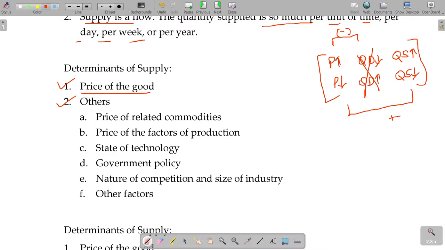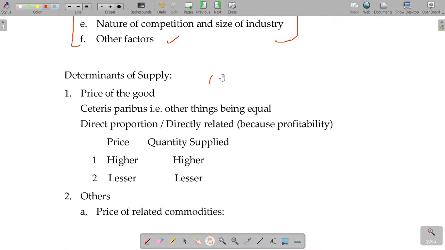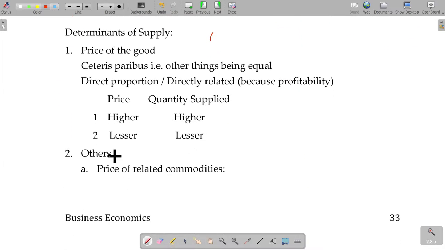So the price of the goods is the first criterion of the determinants of supply. Other than that, we also have the price of related commodities, the price of the factors of production, the state of technology, government policy, nature of competition, size of industry and other factors. We'll deal with all these things one by one in detail in this class.